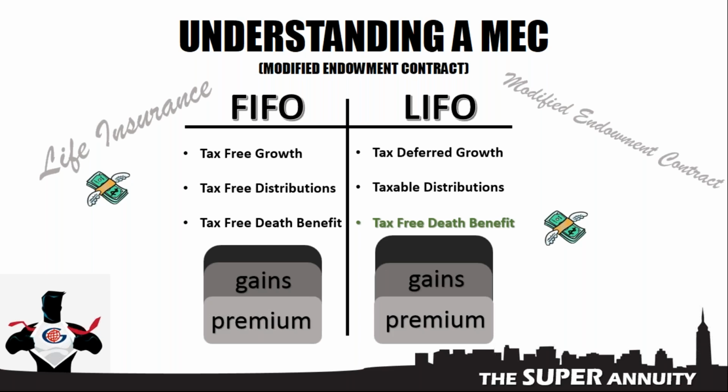A lot of people misunderstand and think that the death benefit now is taxable. That's not the case. Just the distribution. So if you have tax-deferred growth, taxable distributions, what is that? It's just like an annuity. That's why we're calling this the super annuity, because it picks up the tax-free death benefits and you get all those other features.